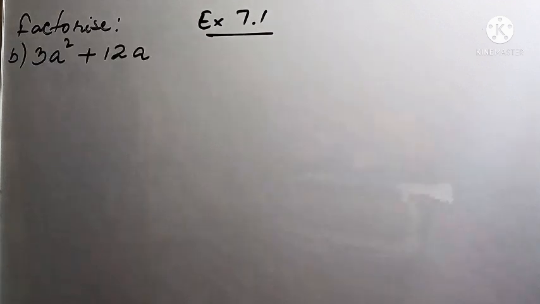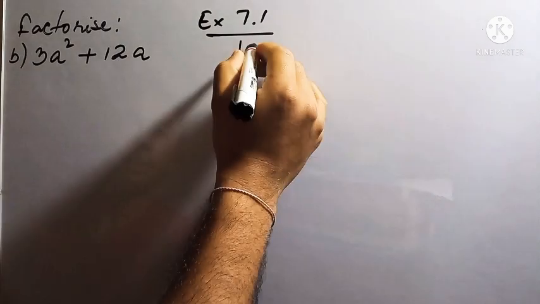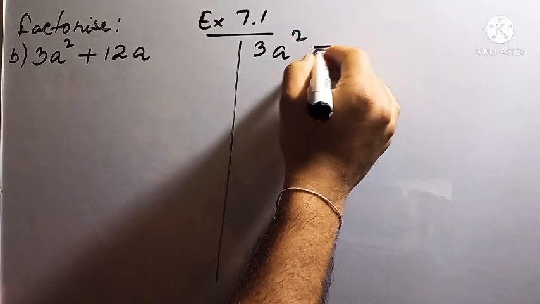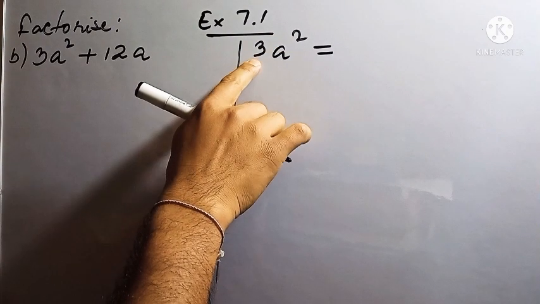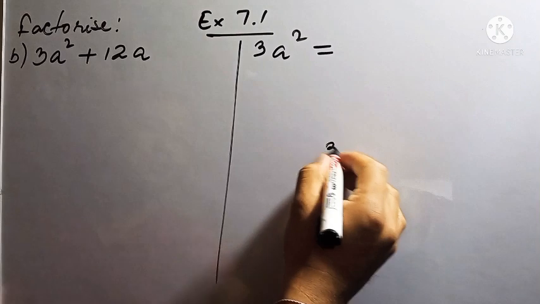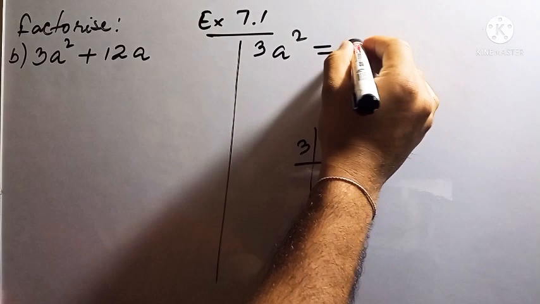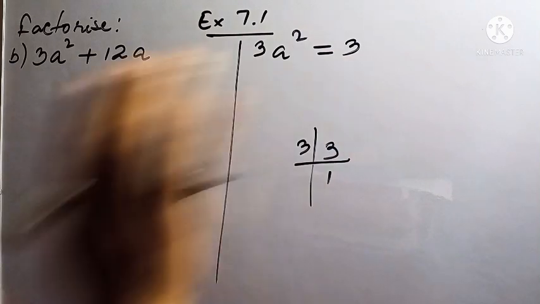Thrice a square plus 12a. Even in this question we have two terms. The first term is thrice a square and the second term is 12a. So first let me write the first term here, thrice a square. Let us factorize this 3. 3 is just 3, 1, 3 only. I'll just leave this one.